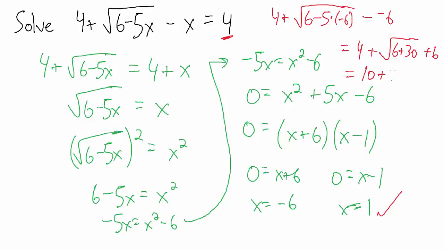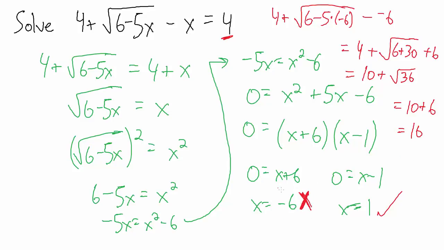Plus what's under here? Well, 6 plus 30 is 36. And then we have 10 plus, what's the square root of 36? It's 6. 10 plus 6 is 16. Does that equal 4? No, it does not. So x equals negative 6 actually does not work.